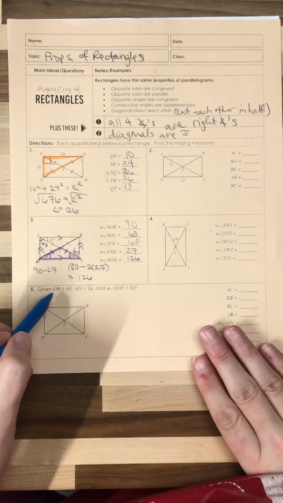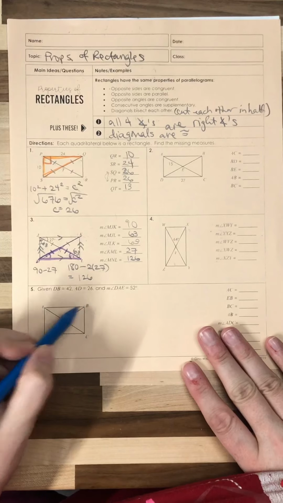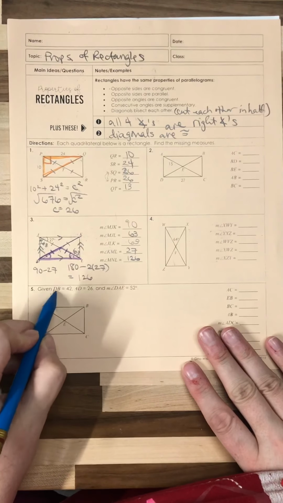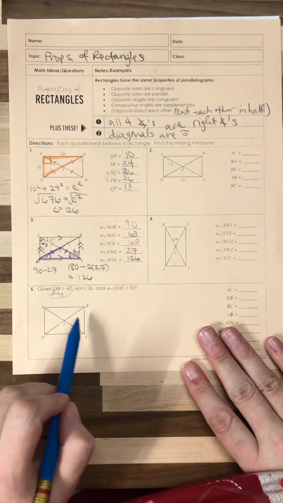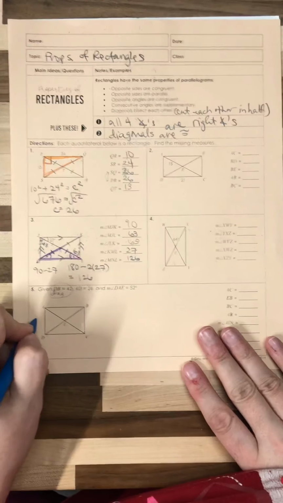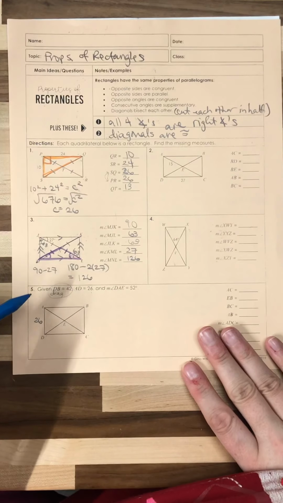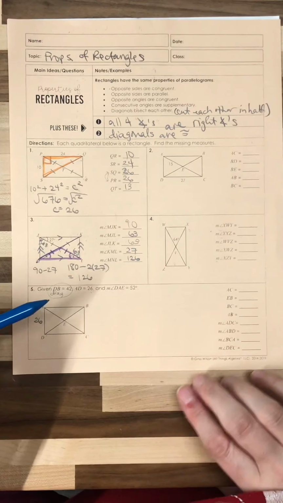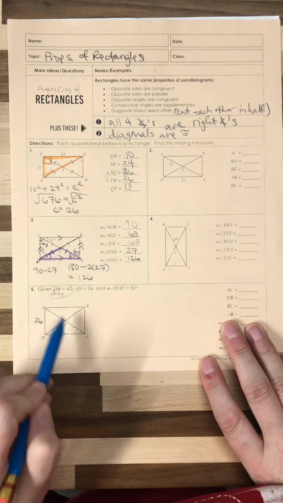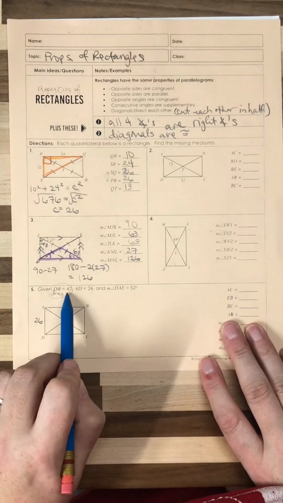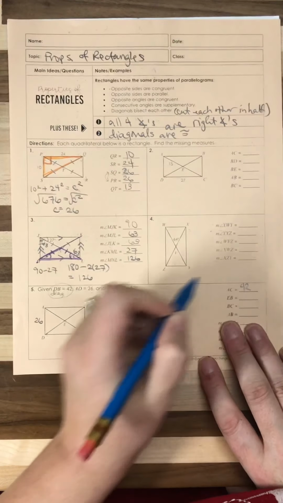Now, since they tell you that DB, which is the whole diagonal, is 42, and they tell you that AD is 26, and they tell you that the angle, actually let's not worry about the angle for a second, let's finish these sides. They want AC. Well, isn't AC also a diagonal? Since DB is 42, then AC also has to be 42.